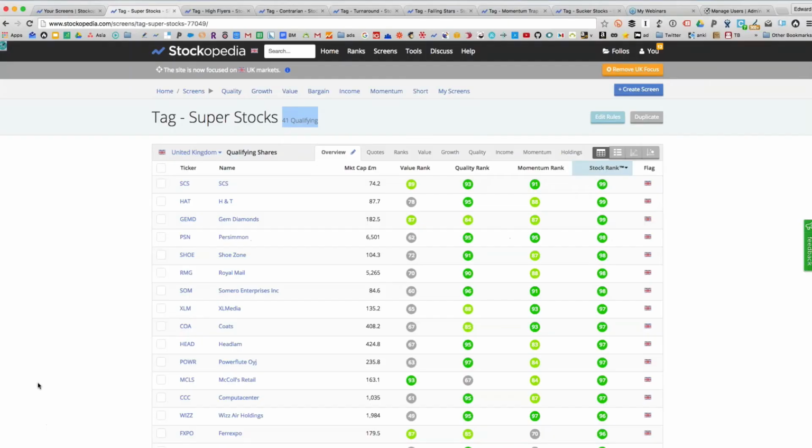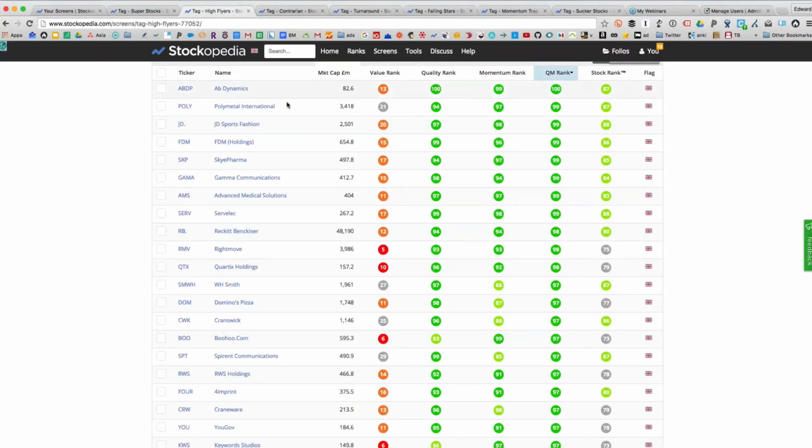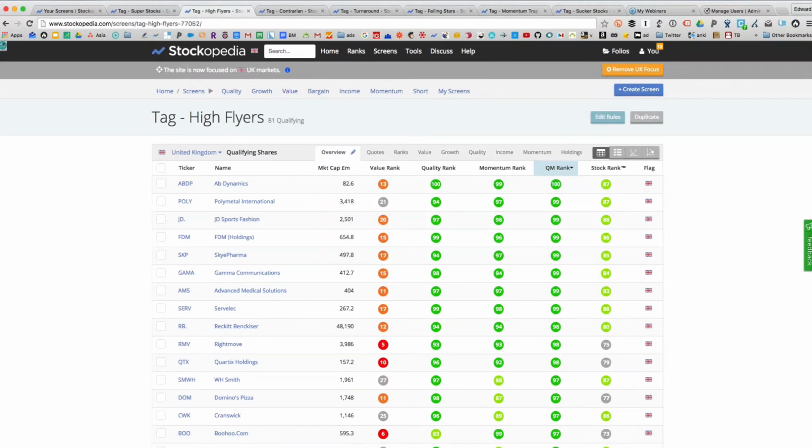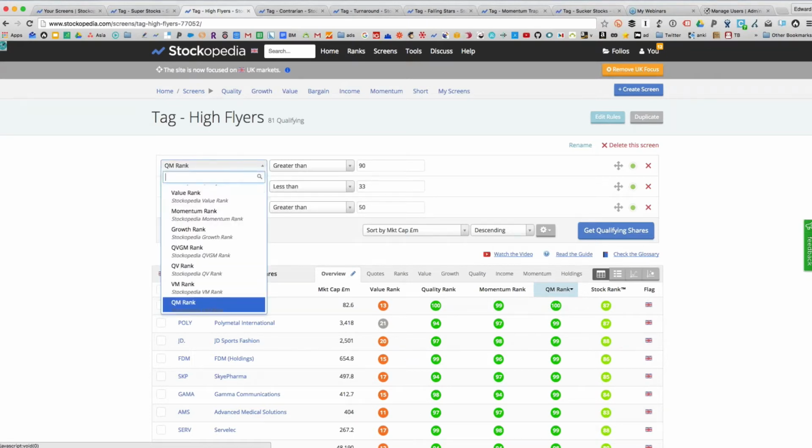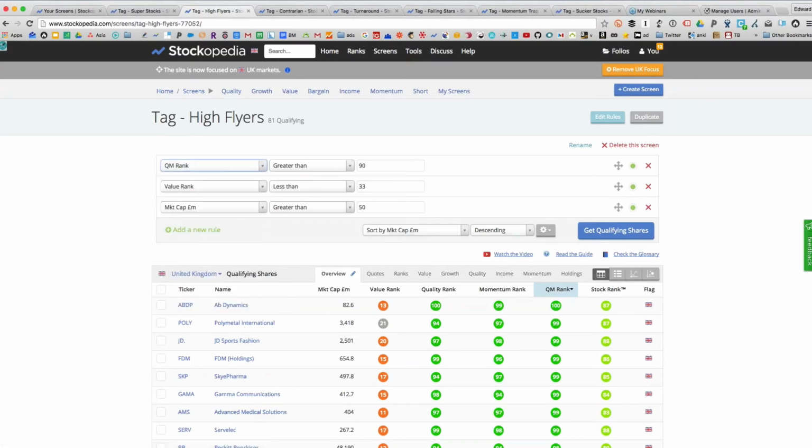So let me flick back to the site and show you how we might screen for these high flyers. I'm screening in this version for a QM rank. So if you type in QM rank in the screener, greater than 90, that's the top 10% by quality and momentum. And then actually specifically looking for expensive shares. I know it sounds really counterintuitive, but this is what I did in the backtest. Value rank less than 33, and also looking for higher market cap.